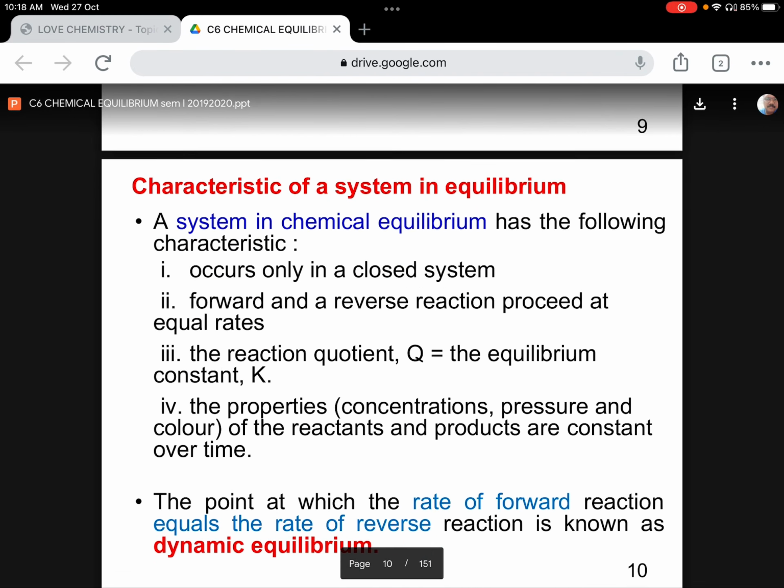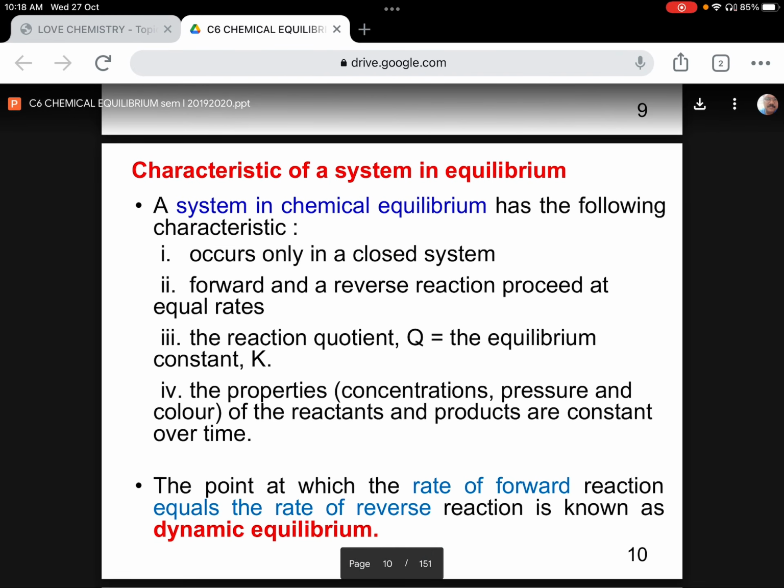Now, characteristics of a system in equilibrium. This is very important. A system in chemical equilibrium has the following characteristics. Of course, we are focusing on chemical equilibrium rather than physical equilibrium. Occurs only in a closed system. Forward and reverse reaction proceed at equal rates. The reaction quotient Q is equal to equilibrium constant K. The properties such as concentrations, pressure, and color of the reactants and products are constant over time.